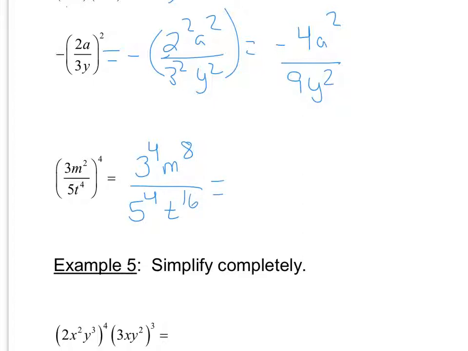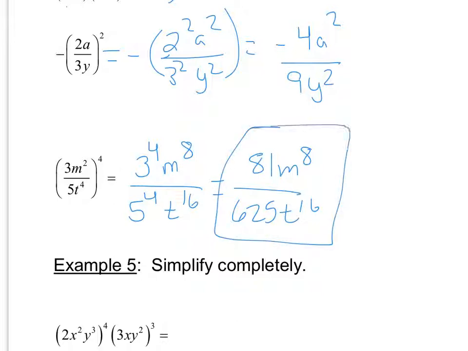Okay. So that equals 81 m to the 8th over, I believe, 625 t to the 16th. Let me check here. Yep. Okay. Let's take a look at another.